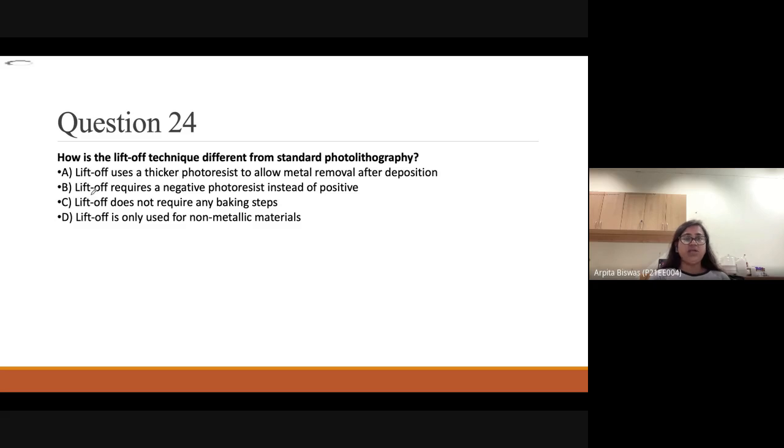First option is lift-off uses a thicker photoresist to allow the metal removal after deposition. The second option is lift-off requires a negative photoresist instead of positive. And the third option is lift-off does not require any baking step. The fourth option is lift-off is only used for non-metallic materials.